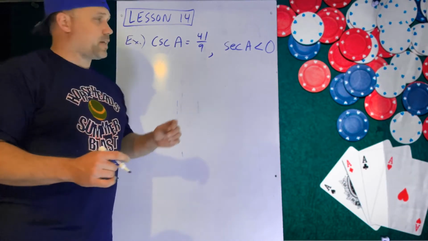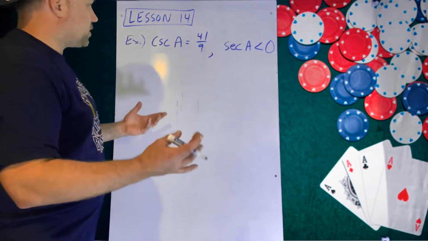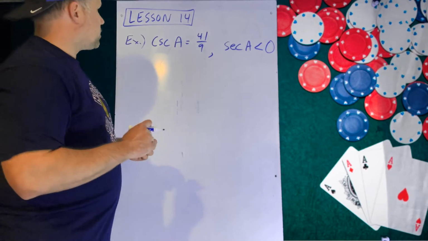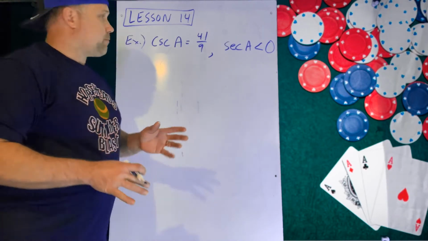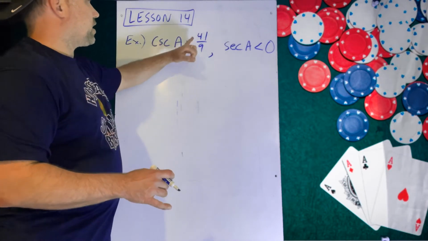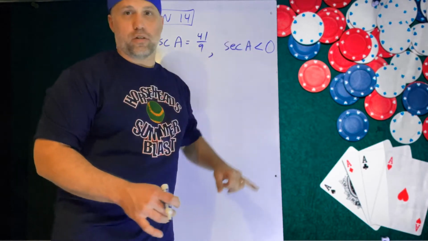So this time I'm using angle A as my angle. You can use letters sometimes. We've seen that in some other questions in the homeworks. First thing I want to do is establish what quadrant I'm in. I'm being told that the cosecant of this angle is 41/9 and the secant is smaller than 0. So we'll get to that in a second.